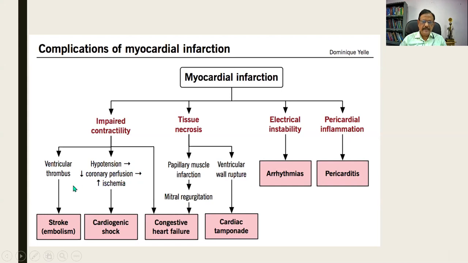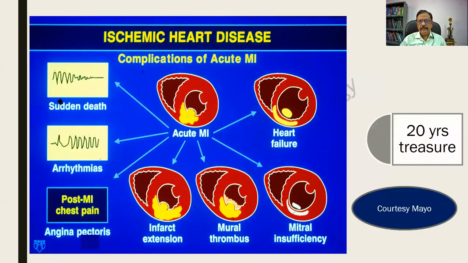In all these conditions, there can be a cardiogenic shock, there can be a stroke that is developing, and there can be complications in the cardiac muscle, resulting in a cardiac tamponade. These things will be shown again, but please do remember, because it is easier for us to draw or write a flow chart. Impaired mobility, and then there is a tissue necrosis, electrical instability, and pericardial inflammation. Now, what are the complications that we mentioned?